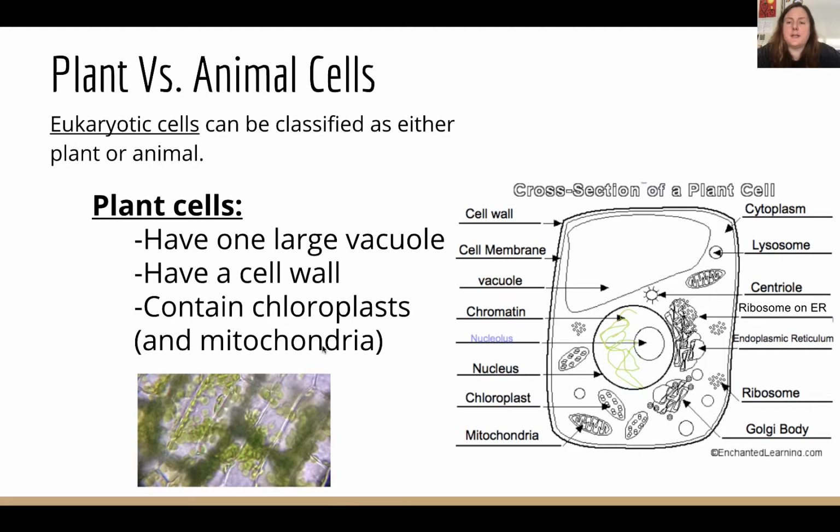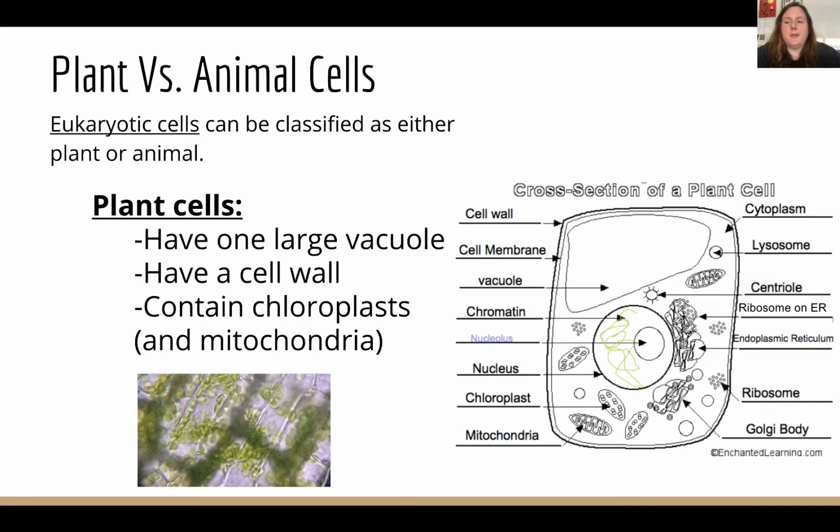Now, all cells have a cell membrane which surrounds the cell. It's this thin line right here. However, plant cells also have a cell wall, which is outside of the cell membrane. And the cell wall helps with giving structure and support to the plants. Plant cells also contain chloroplasts. It's an organelle that contains a pigment, chlorophyll, and it is where photosynthesis takes place.